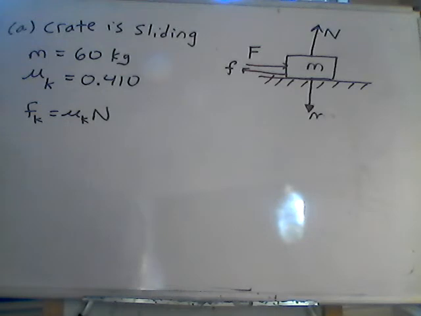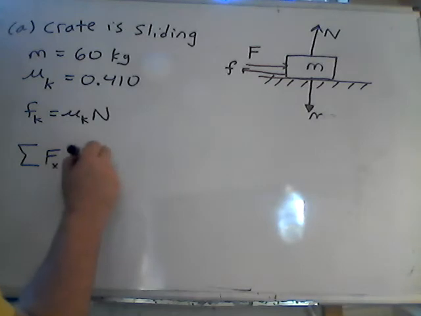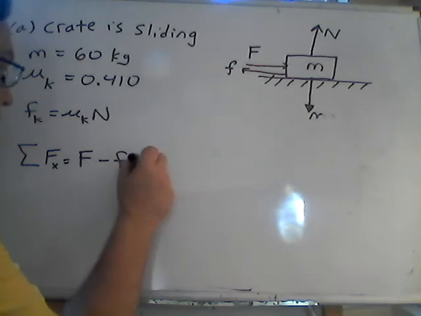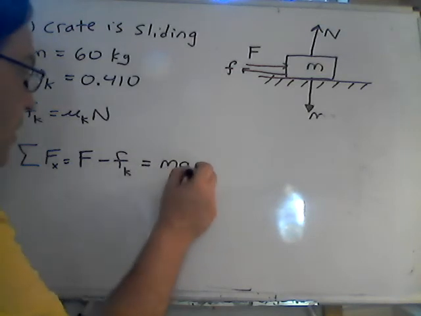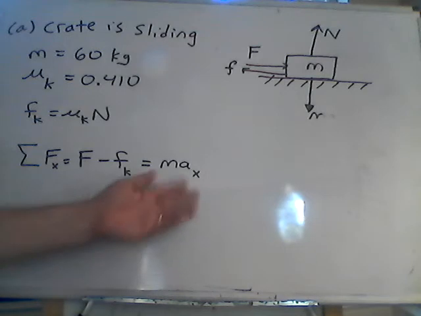So how do you set this up? Well, again, you apply Newton's second law in the x component. What are the forces? Again, I have an application force minus the force of kinetic friction equals, in general, mass times acceleration in the x direction. And there can only be acceleration in the x direction, so I could probably just call it a for right now.